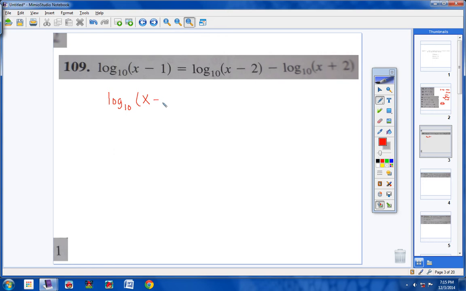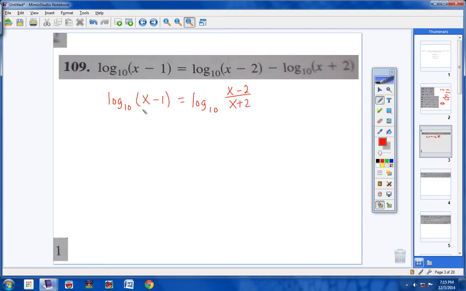Now, over here on the right side, I have two logarithms. They both have the same base, and they're being subtracted. Okay, so we should know what to do. I can condense those two logarithms down into one logarithm like this. So log base 10 of (x minus 2) divided by (x plus 2). There we go.